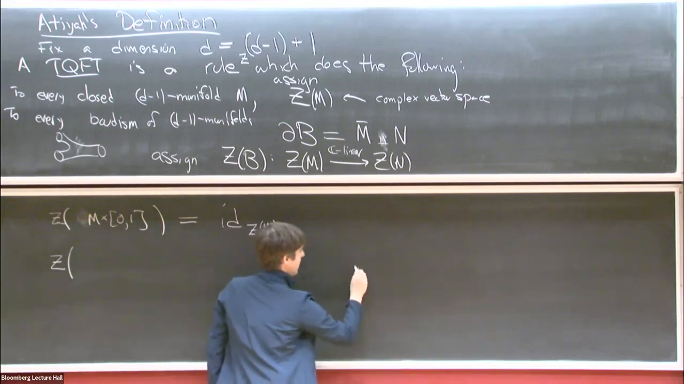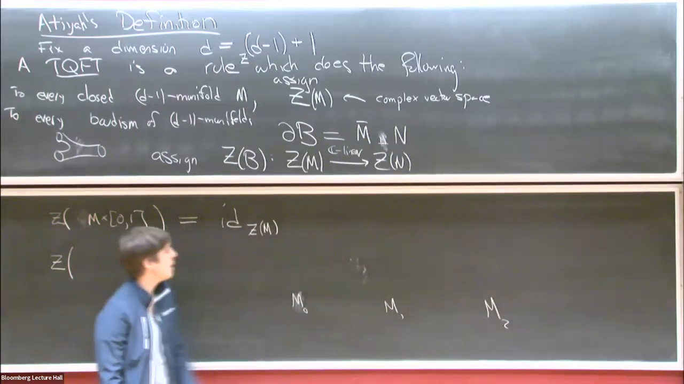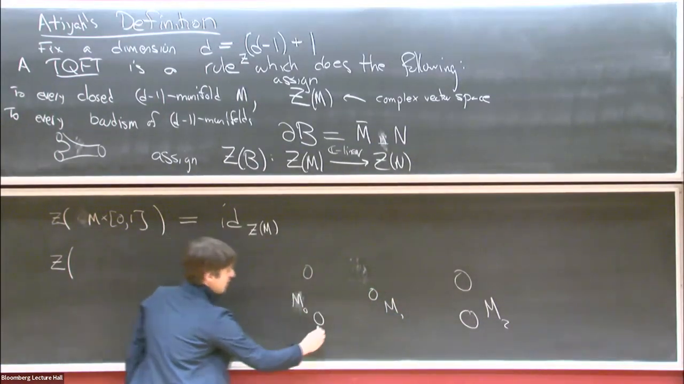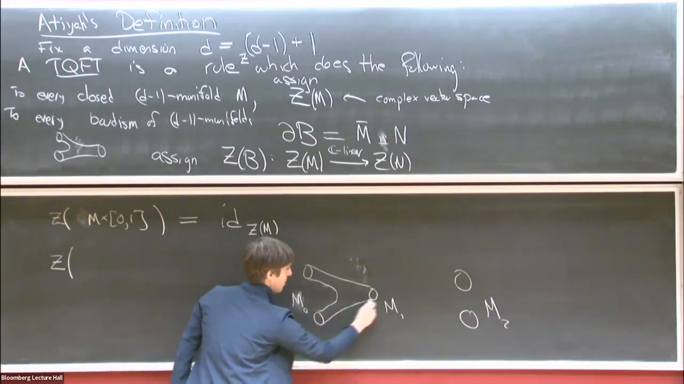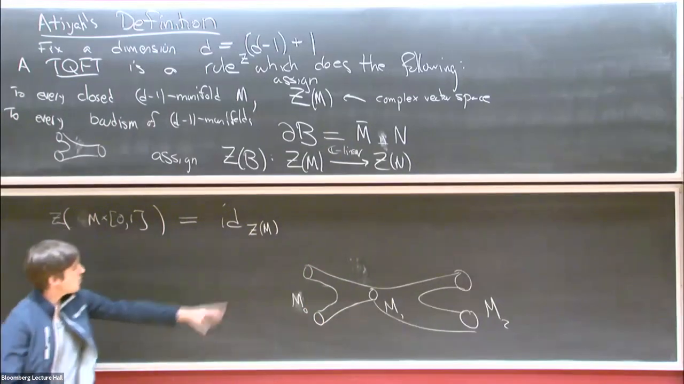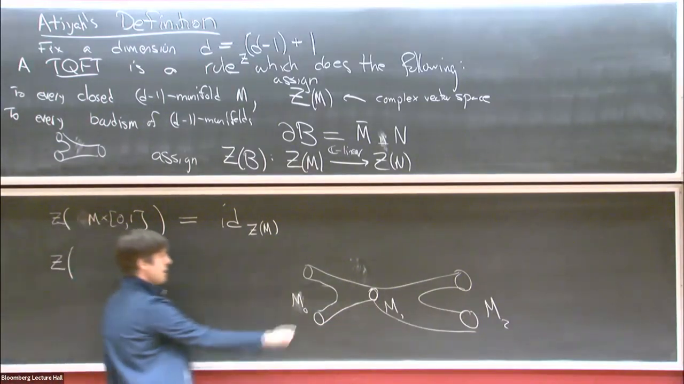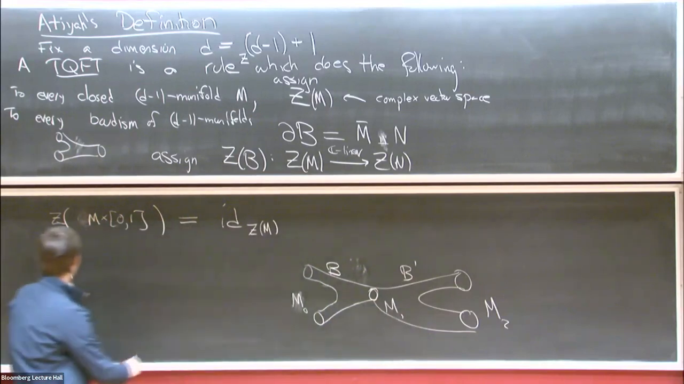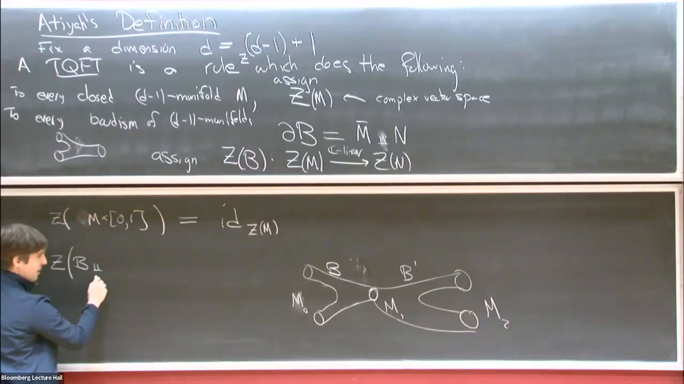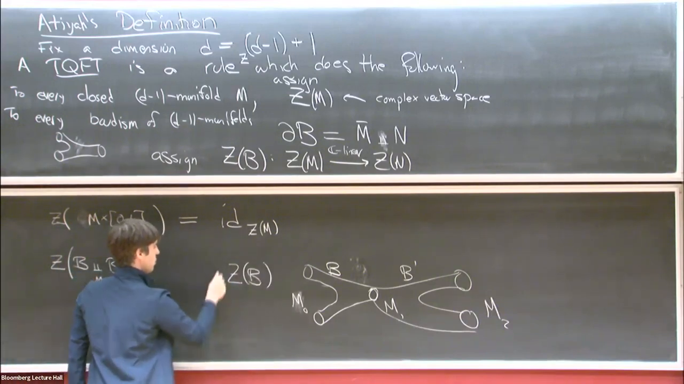And if you have two bordisms, let's say you have manifolds M0, M1, and M2 of dimension D minus 1. Let's draw them as if they're one dimensional. And then suppose that you have a bordism B from M0 to M1 and a bordism B prime from M1 to M2, as drawn in this picture. Well, then you can glue them together along this common copy of M1 and make a bordism from M0 to M2. And in this situation, the linear map that you're supposed to assign to this glued together object is supposed to be the composition of the two linear maps associated to the individual constituents.